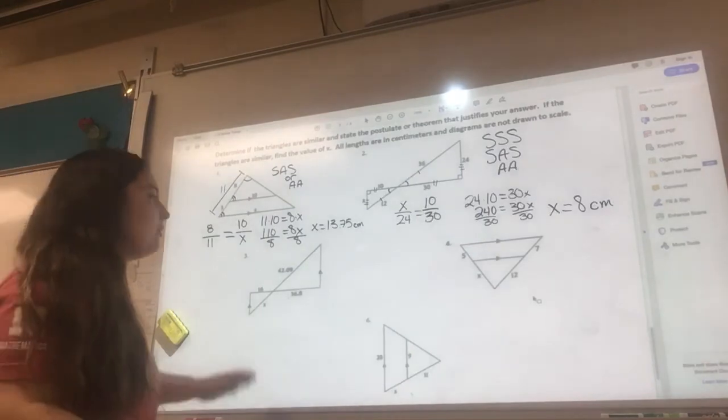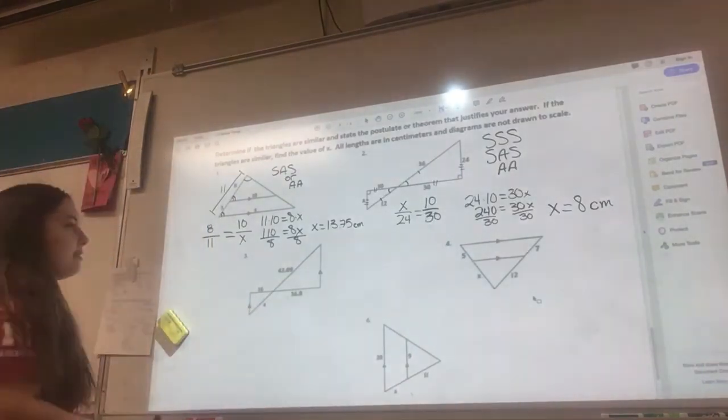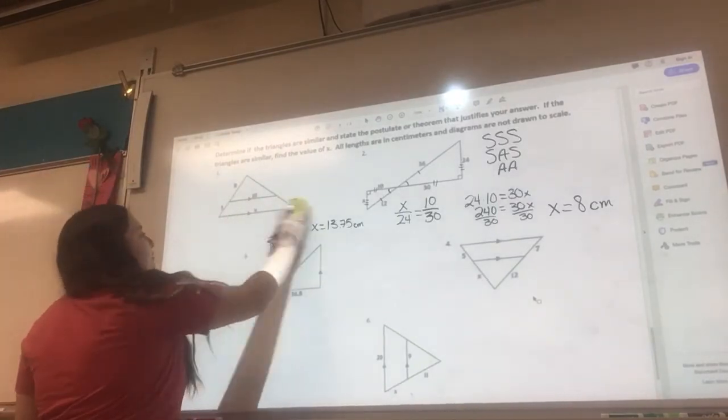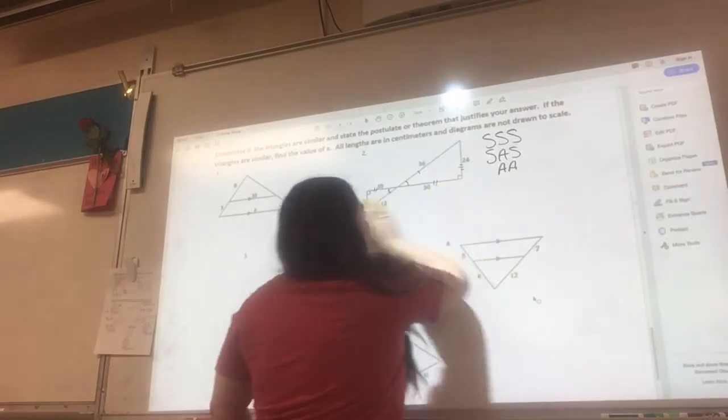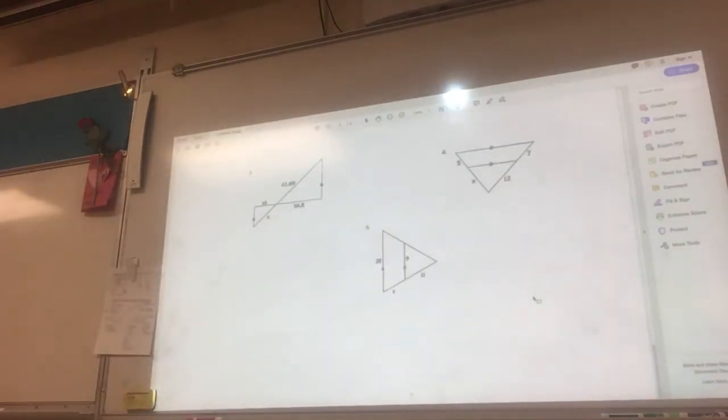If you feel comfortable enough, please go ahead and attempt 3, 4, and 5 and just follow along with me at the end. Okay. All right, I am going to erase these so that we can have more room to see the last 3 problems of the notes.